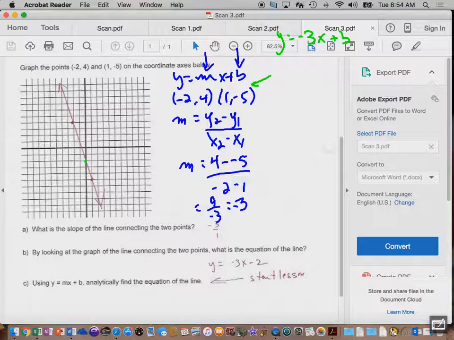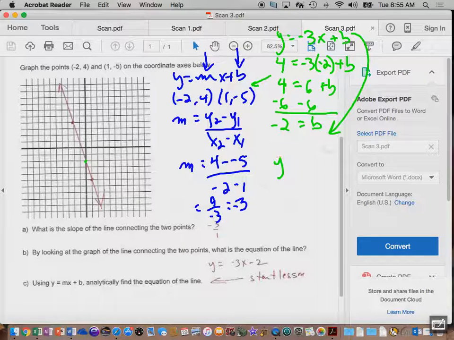I'm going to choose the first one this time. Last time I did the second. It makes no difference. The y is 4, so 4 equals -3 times -2 plus b. 4 equals 6 plus b. Minusing the 6, I get -2 is b, and then I rewrite y equals -3x minus 2. And if you notice, that gives me the same exact answer that I got by looking at the graph.